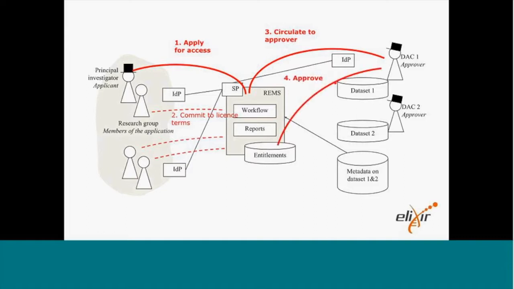The data access committee can approve the data access application, or return it to the applicant for refinements, or reject the application. And if the application is approved, the members of the research group can actually access the datasets in the environment where the datasets are processed, which in the context of this webinar is the IaaS cloud environment.